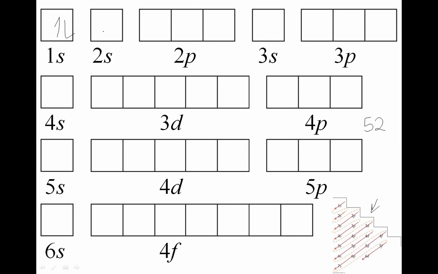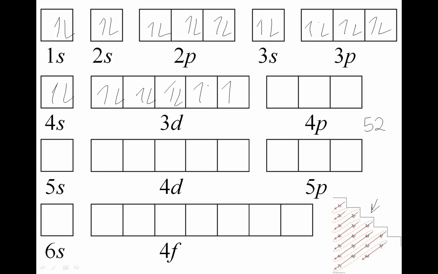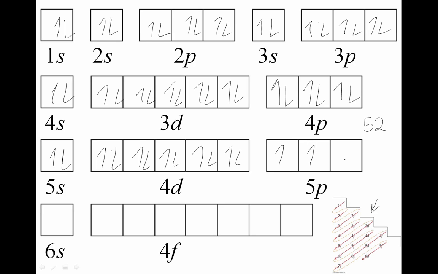Alright, 1, 2, 3, 4, 5, 6, 7, 8, 9, 10, 11, 12, 13, 14, 15, 16, 17, 18, 19, 20, 21, 22, 23, 24, 25, 26, 27, 28, 29, 30, 31, 32, 33, 34, 35, 36, 37, 38, 39, 40, 41, 42, 43, 44, 45, 46, 47, 48, 49, 50, 51, 52. Whew. And that is tellurium.